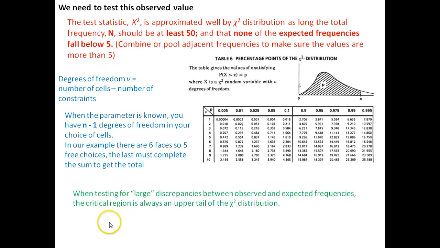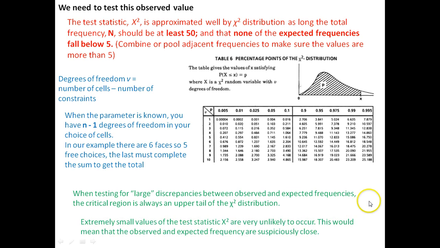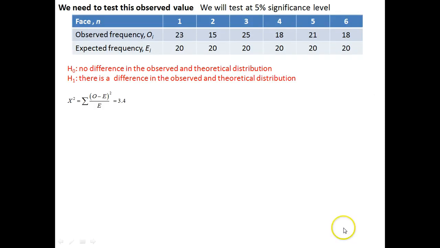So, when testing for large discrepancies between observed and expected frequencies, the critical region is always in the upper tail of the chi-square distribution. Extremely small values of the test statistic, X squared, are very unlikely to occur, as this would mean that the observed and the expected frequencies are suspiciously close together.